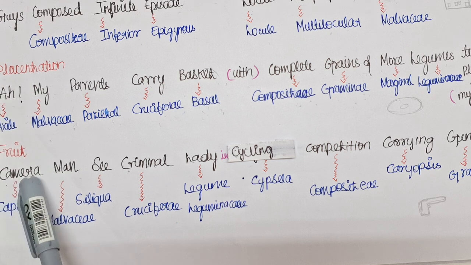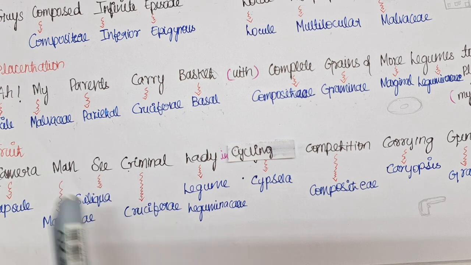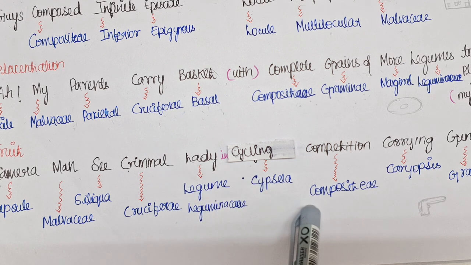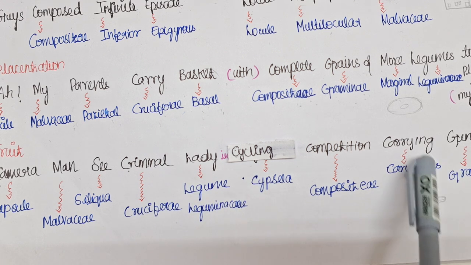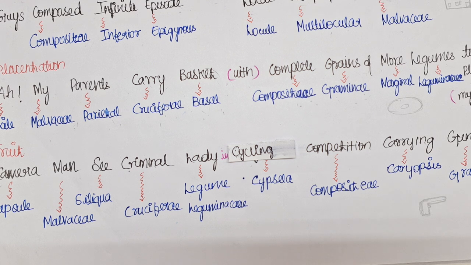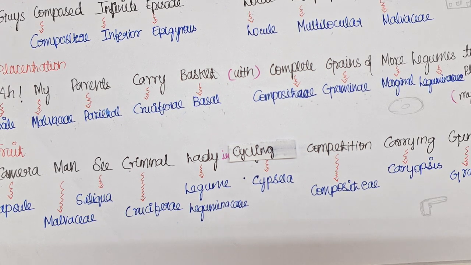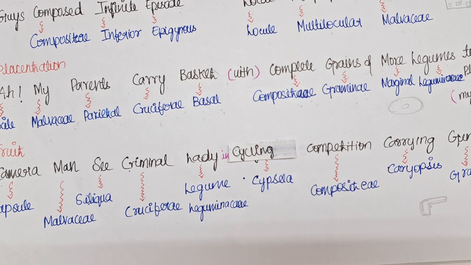So for Malvaceae it is camera, that is capsule. Then for cruciferae it is siliqua. Leguminosae it is lady, legume. Then for compositae it is cycling, cypsela. Then for graminae it is carrying, caryopsis. Easy. Any doubt? If you're having any doubt in any of the short tricks, please let me know in the comments. So with this we are covering all the short tricks for these plant families.